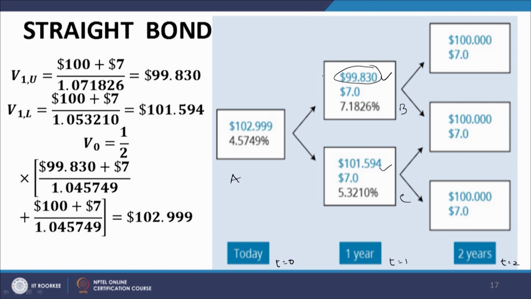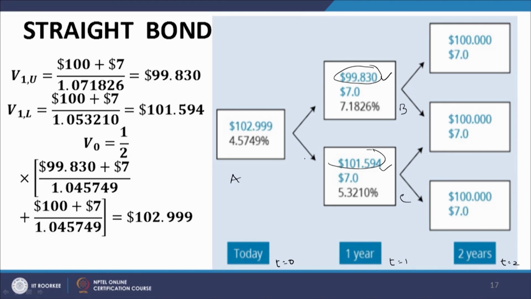The valuations that we have got here, both of them, 99.830 and 101.594, have been obtained by discounting 107, which is the cash flow at t equal to 2, at the relevant forward rates. So these values do not include the coupon payment that we are going to get at t equal to 1. Therefore, when we discount these values back to t equal to 0 for arriving at today's value of the bond, we will have to add the coupon payments at t equal to 1, which do not form part of this value.